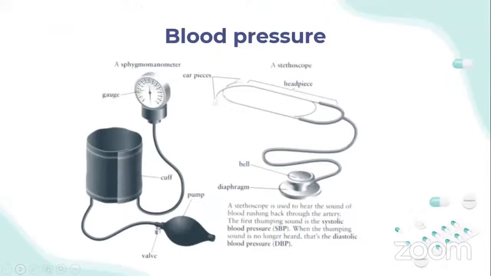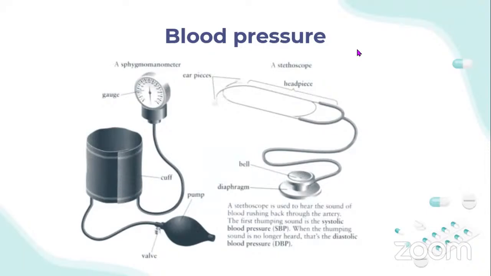Claudia, can you read this part, please, for us? Yes, teacher. Okay. Blood pressure. A stethoscope is used to hear the sound of blood rushing back through the artery. The first thumping sound is the systolic blood pressure, SBP. When the thumping sound is no longer heard, that's the diastolic blood pressure, DBP.